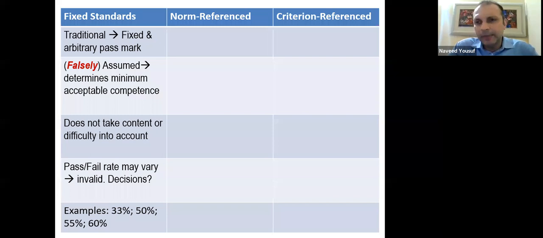Whatever you ask in your exam, whatever questions you put in, whatever OSCE stations you include in your exam, the pass mark remains the same. How difficult, how easy, the pass mark remains 50% or 55%. The pass and fail rate may vary. However, since there is no evidence, no rationale, no science, it will result, and let me be very polite, in invalid decisions. Examples is, as we discussed, 33%, 50, 55, or 60% pass mark.